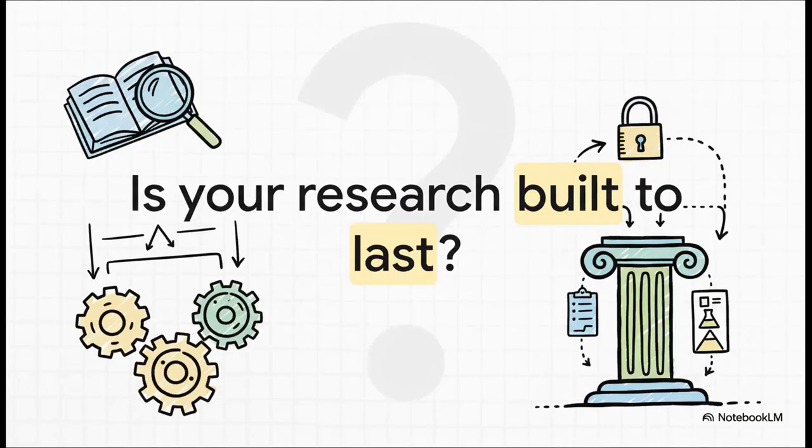So in the end, it really all boils down to this one question. A review-proof methodology does so much more than just get your paper published. It ensures that your contribution to science is solid, it's verifiable, and that it's built to last. It makes sure your work can be a stepping stone for all the researchers who come after you. So is your research built to do that?